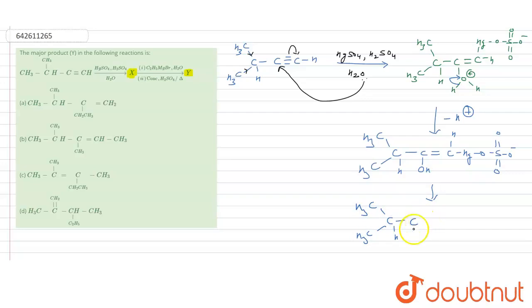So it is connected with COH, and it becomes a double bond CH2. This double bond CH2 is actually our X product. Now you can see this is actually a Markovnikov addition.